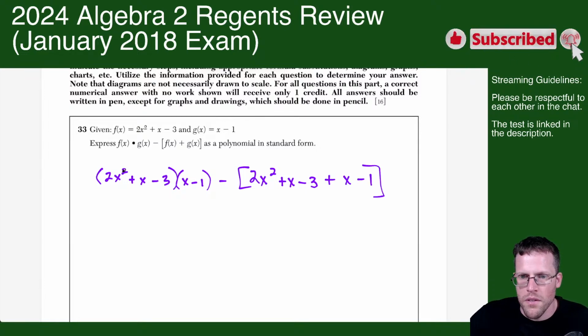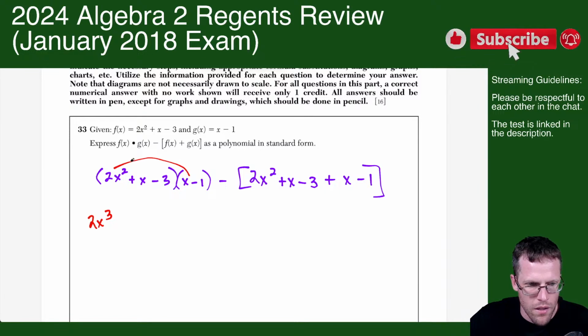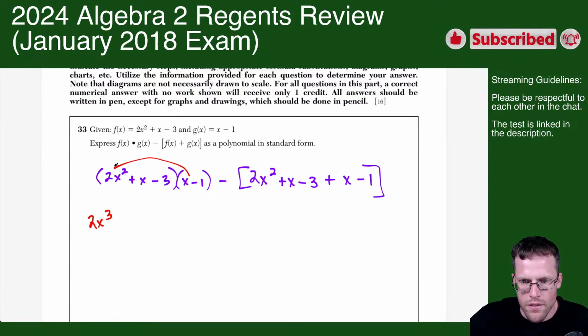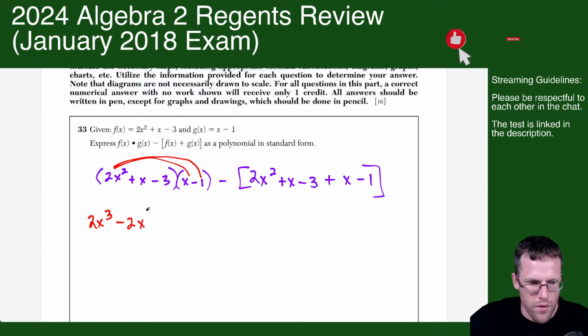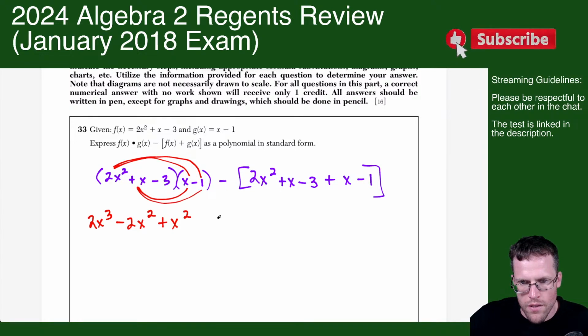All right, so piece by piece. That's 2x to the third. 3 hours for the test. Yeah, the test is 3 hours. Okay, then I distribute the x. I get x times x is x squared. X times minus 1 is minus x. And then we distribute the minus 3. Minus 3x. And we get plus 3.